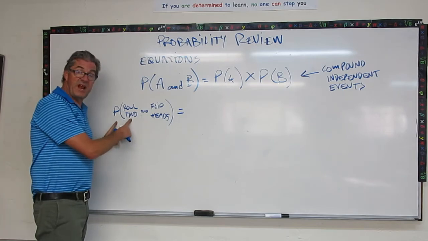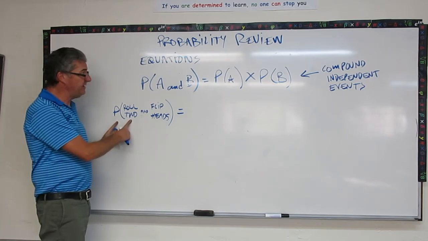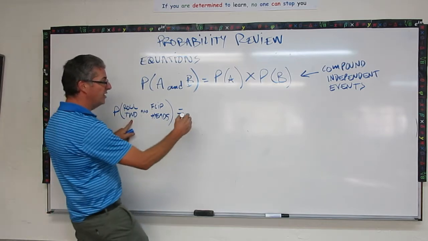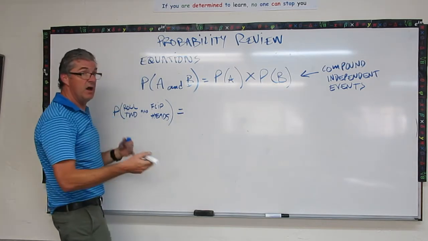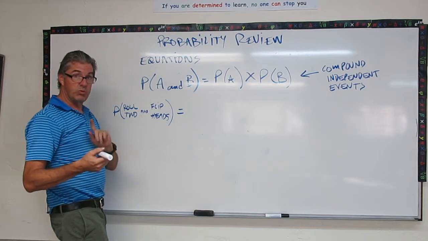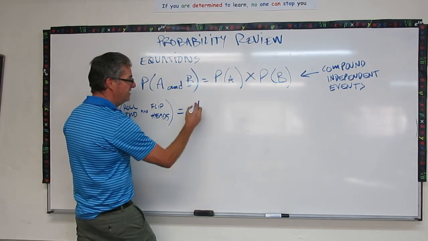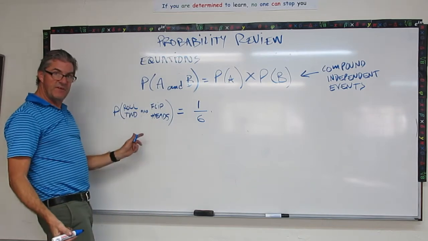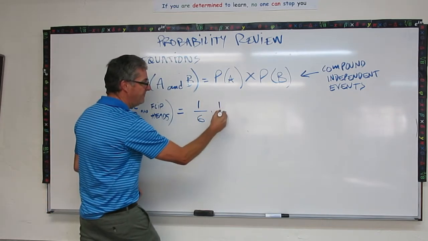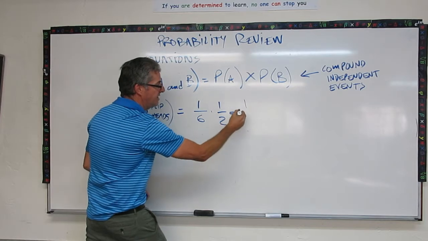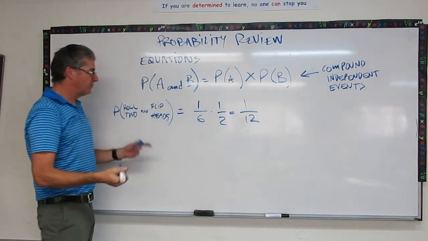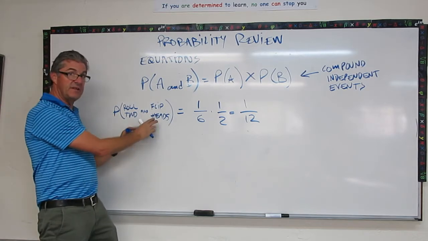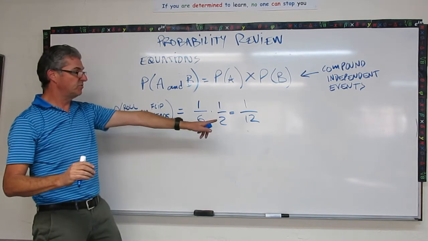What's the probability that I'll roll a 2 on a die and flip heads on a coin? So the probability of rolling a 2 is going to be 1 out of 6, because there's 1 2 on a 6-sided die. Flip heads, that's a 50-50 chance, or 1/2. So that's going to be a total of 1/12. So the probability of rolling a 2 and flipping heads in this compound event, that's 2 independent events, is 1/12.